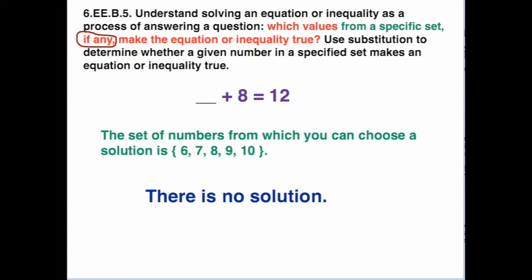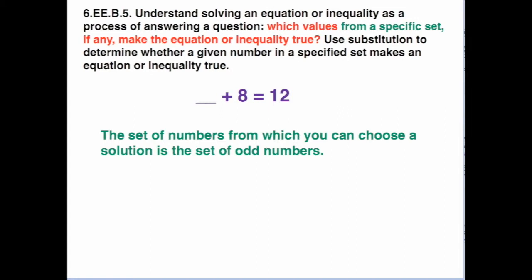So that seems a little strange. It's something that students will need to get used to, but this was our context. We only had these 5 numbers to choose from, and the correct solution, the 4, wasn't one of them. Let's try a slightly different context. This time, the numbers that we have to choose from for our solution is a set of odd numbers. So there's no solution.